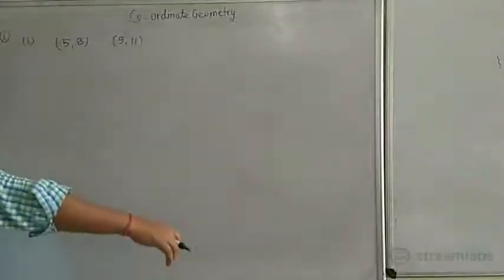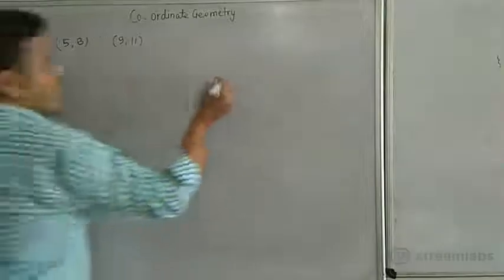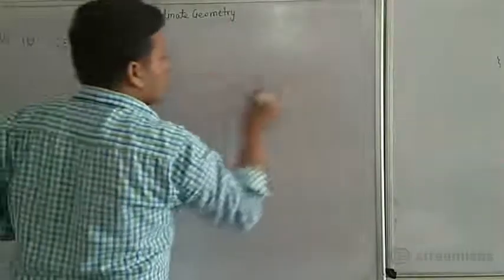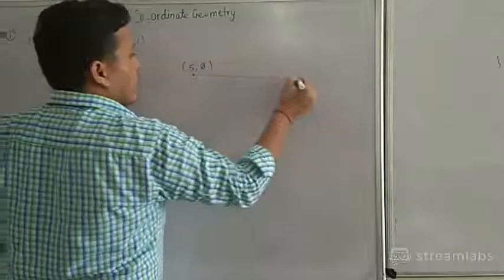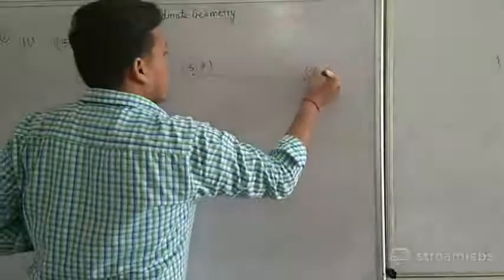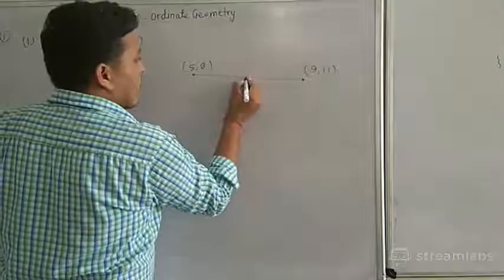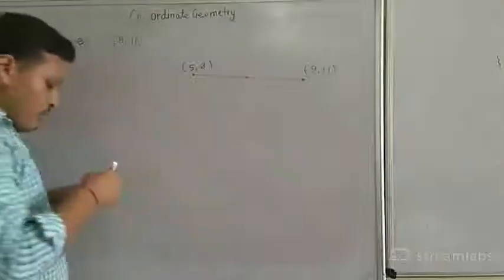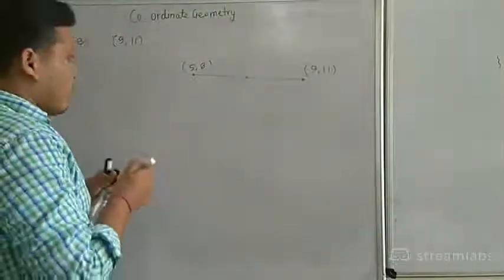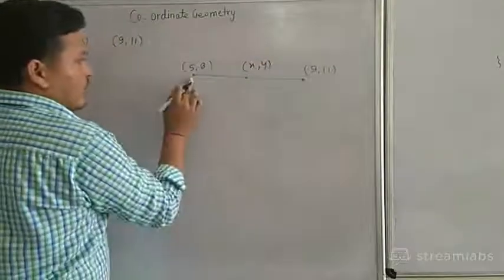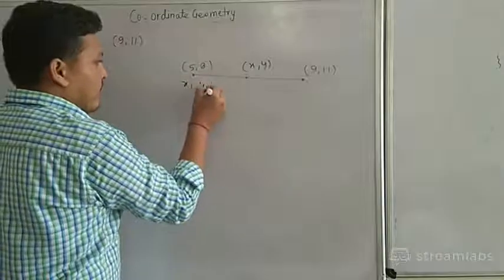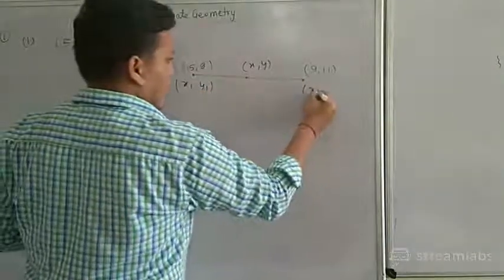As you know the midpoint, if this is a line, this point's coordinate is 5, 8, and on the other end the coordinate point is 9, 11. So the question is to find this midpoint. You know that the midpoint is denoted by x, y, and the first point is x1, y1, the second point is x2, y2.